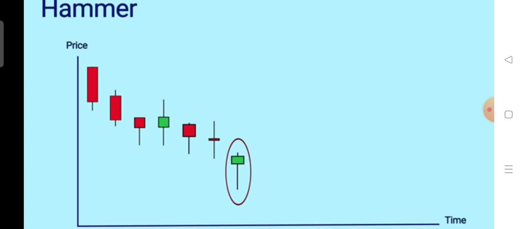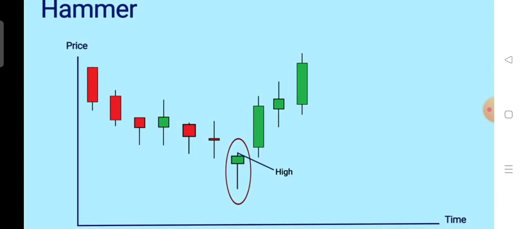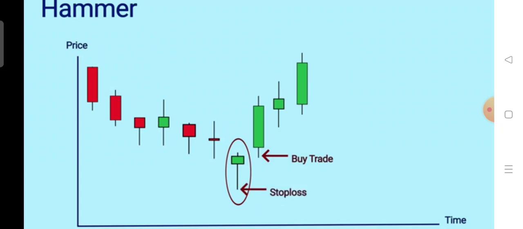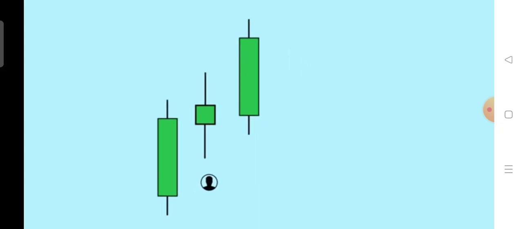Now the confirmation. The confirmation comes if, in the next 2-3 candles, the price moves above the high of the hammer. If the price moves above the high of the hammer, someone can take a buy trade or a long trade with a stop loss below the low of the hammer. Then one should have a trailing stop loss, because one doesn't know how long the reversal, if it is taking place, will last, and how much higher the stock can go. So this is about a hammer, and we will show an example afterward.